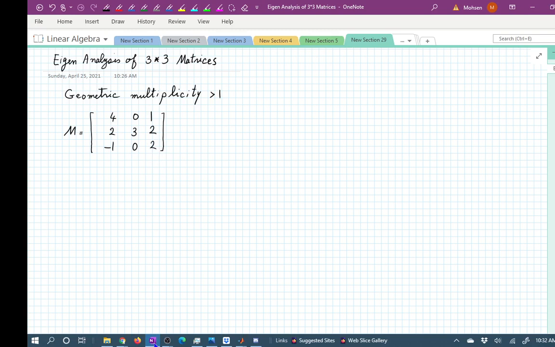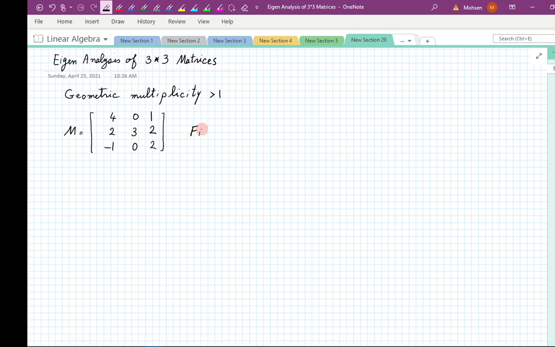So we want to do Eigen analysis. So we want to find eigenvalues, eigenvectors, and eigenspaces. To make it more clear, we are also going to graph the eigenspace.